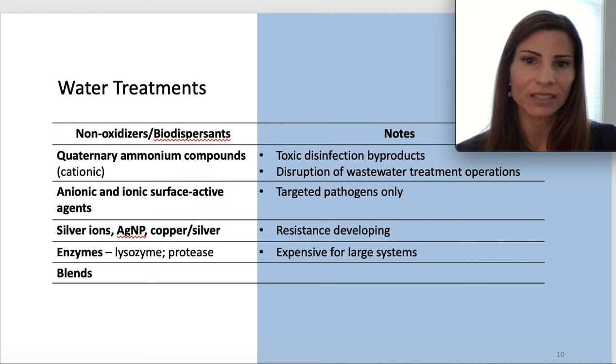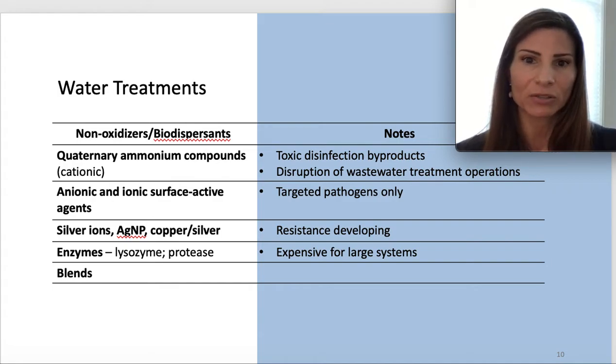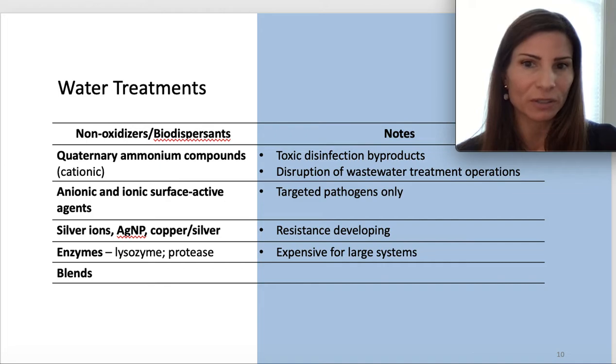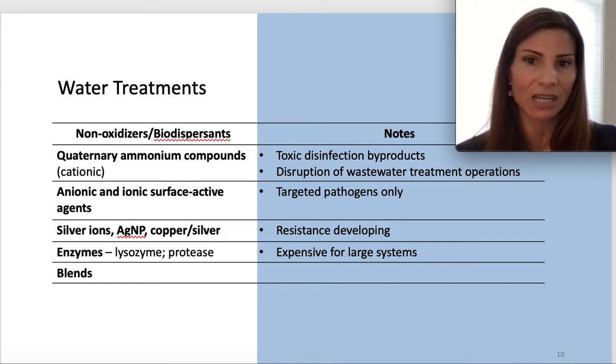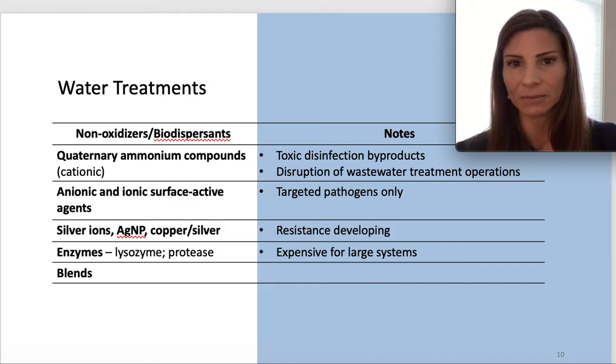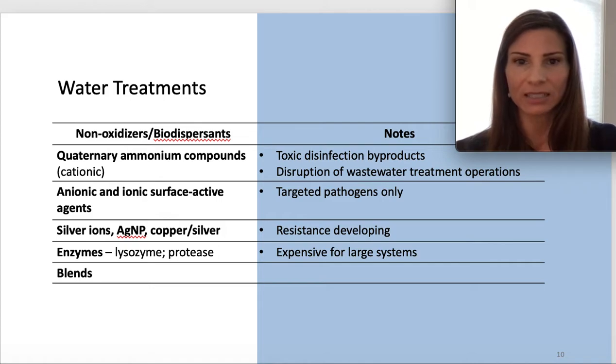Anionic and ionic surface active agents are effective against targeted pathogens only, and some are toxic to aquatic life. Silver ions, silver nanoparticles, and copper silver have broad spectrum antimicrobial activity against bacteria, fungi, and some viruses. Silver is most commonly used in water filters, and copper-silver ionization technologies are effective preventative measures against the colonization of Legionella in hospital hot water systems. However, with the increased use of silver in systems, there is a rise in resistance to silver.